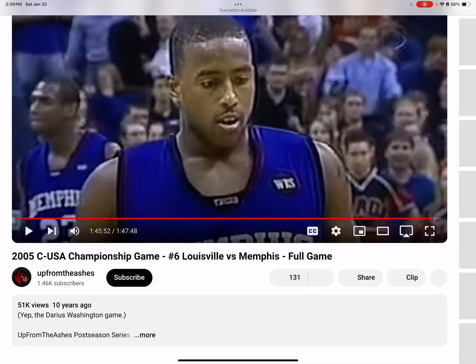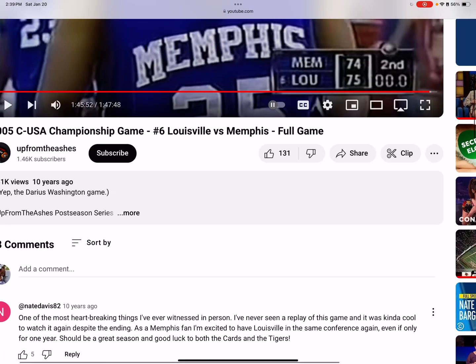Sometimes it does that when I hit full screen. So let's just try to manually put it here.